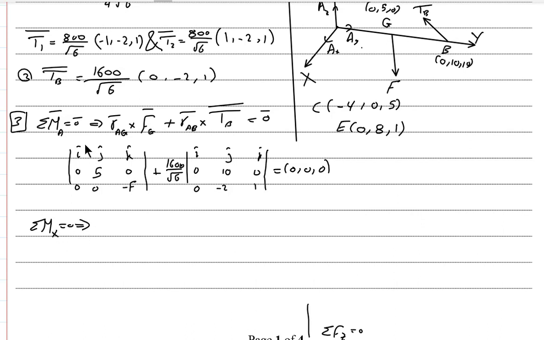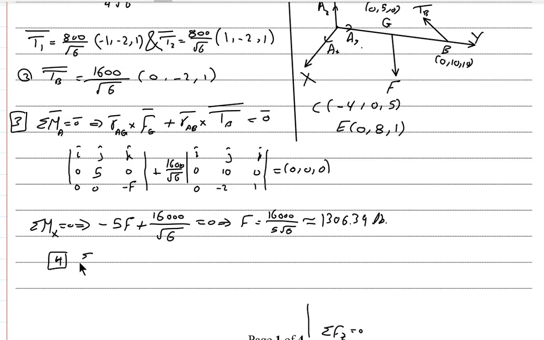So we have here negative 5F plus 1600 times 10 minus 0, which can be written as 16,000 over root 6 equal 0. This means that F should be 16,000 divided by 5 root 6, which is approximately equal to 1306.39 pounds.